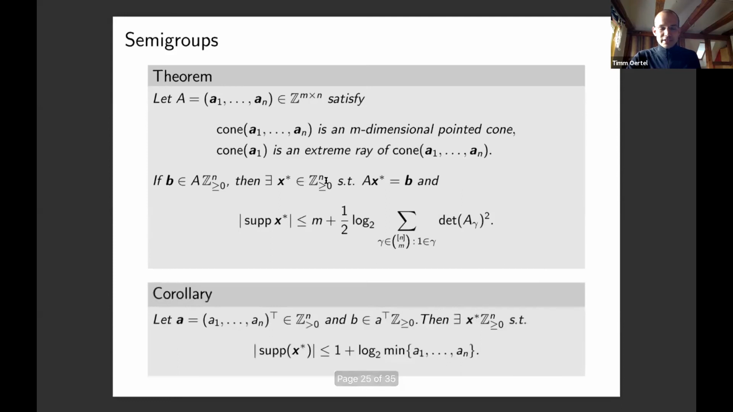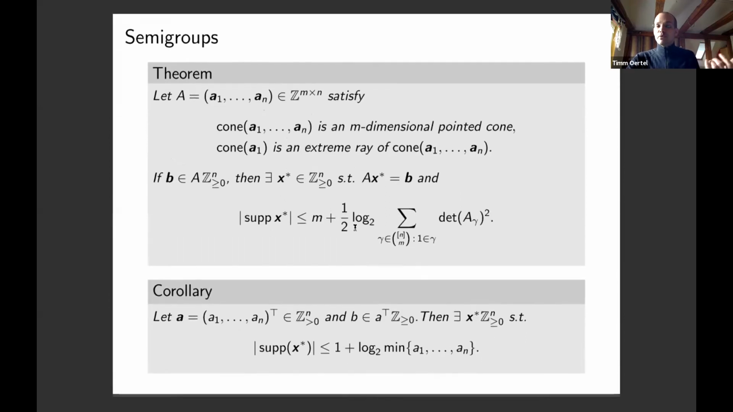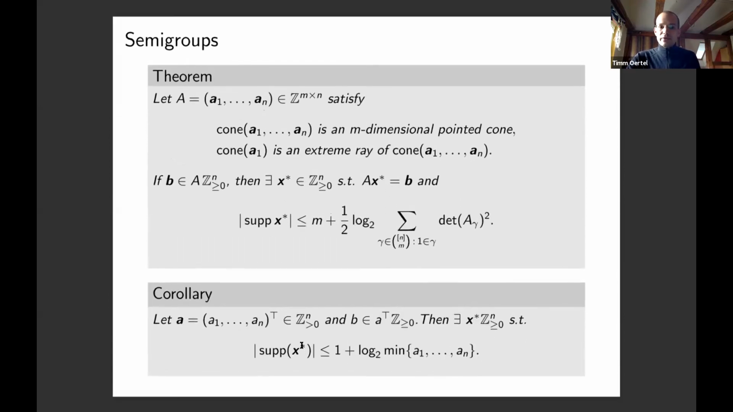And then what we actually get is that we can just take the smaller one of the two extreme rays, and we can say that we always find a solution where the support is less than or equal to 1 plus the logarithm of the smallest entry. So this is an improvement to what we had initially, the logarithm of the largest entry. So this can also be a significant improvement.